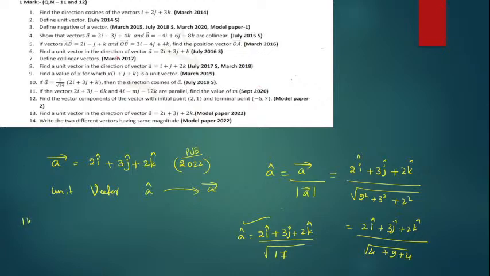And the 14th question they have asked: write two different vectors having the same magnitude. So different vectors, same magnitude. Let us take a vector a as i cap minus j cap, and again I will consider another vector b as simply i cap plus j cap. If you find the magnitude of a, you will get root 2. If you find the magnitude of b also, its magnitude is root 2, but they are different by their direction. That's it. So you can take any such problem.